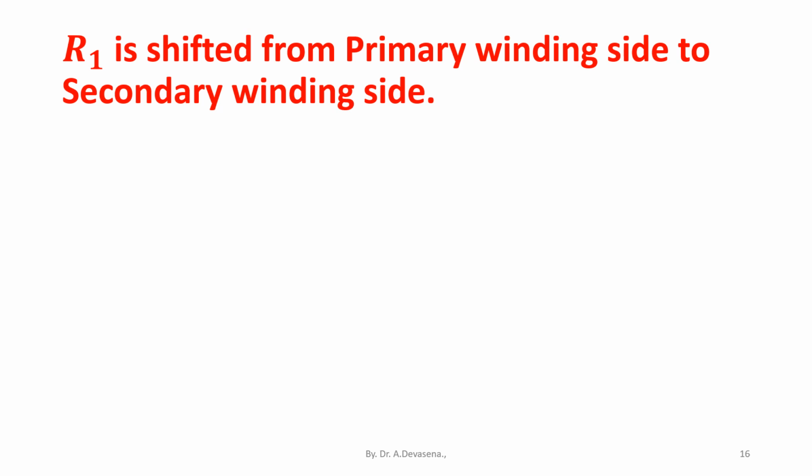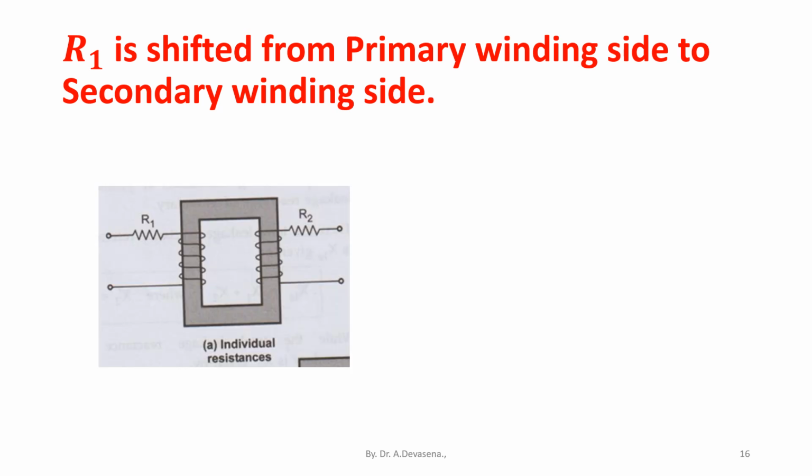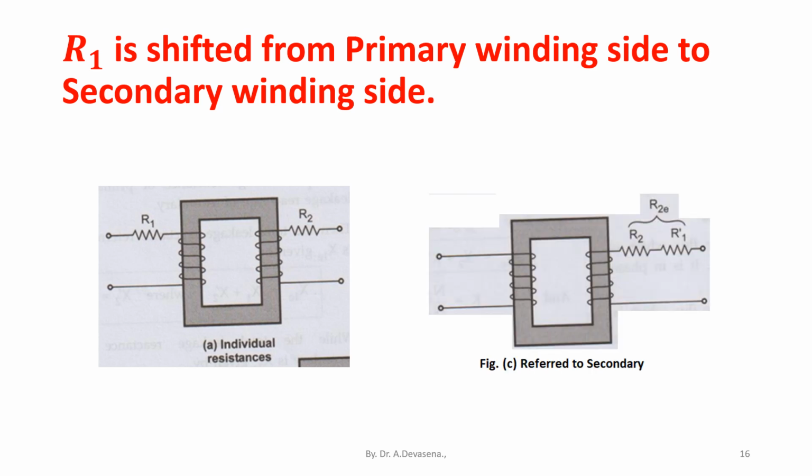R1 is shifted from the primary winding side to the secondary winding side. In this diagram, on the primary side we have resistance R1, and on the secondary side we have resistance R2. Now we are going to shift the resistance R1 from the primary winding side to the secondary winding side. So on the secondary winding side the equivalent resistance is R2E. This is equal to R1 dash plus R2.